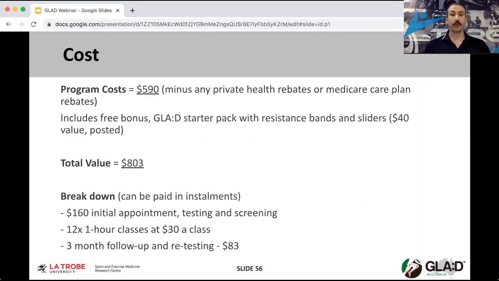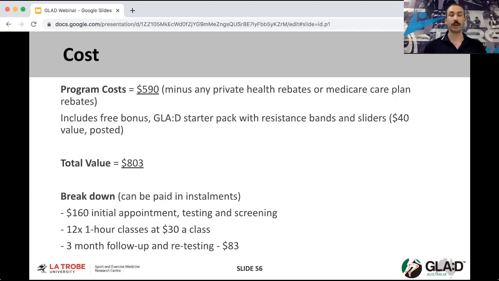The program costs, so people will usually want to know this. The total cost for the program is $590, minus any private health rebates or Medicare care plan rebates. That's a huge breadth of questions that can come from that. So we can give you item codes and you can contact private health to see what they will rebate, because there are so many different funds and different plans out there that we can't answer those questions individually.